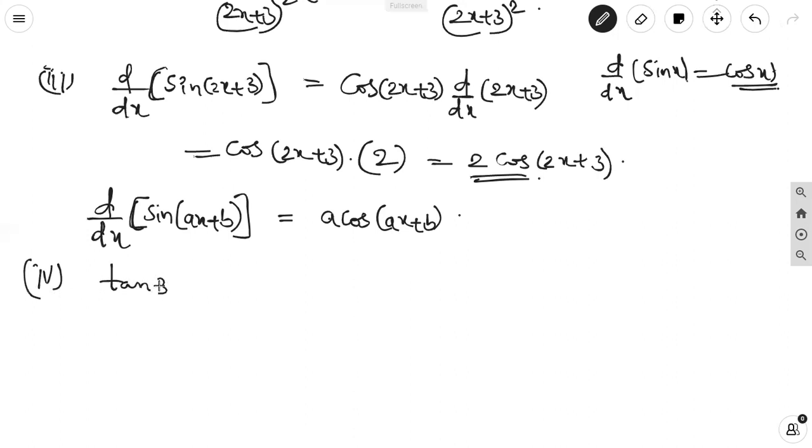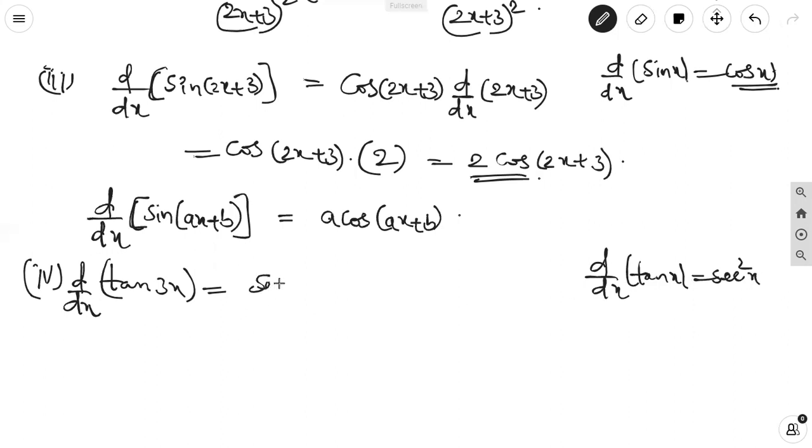Tan 3x. Derivative d by dx of tan 3x. The derivative of tan x is secant square x. Here also we take secant square 3x, and again d by dx of 3x. Whatever the function value is, that will come in the derivative also. So tan 3x gives secant square 3x, and again the derivative of 3x. If it is x, d by dx of x is 1, so we take secant square x.